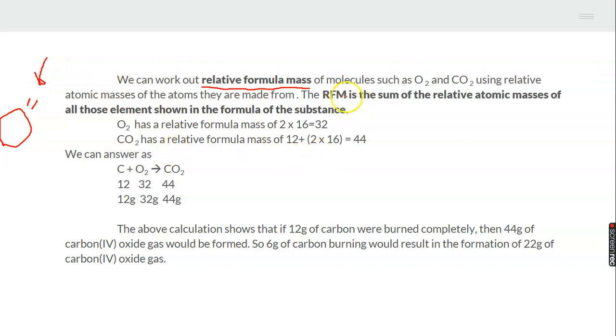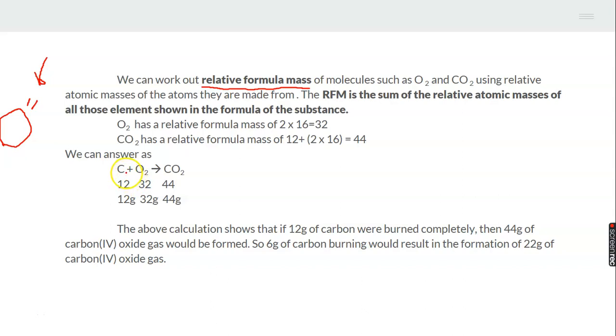So the relative formula mass is the sum of relative atomic masses of all elements shown in the formula. For the formula of O2, you have the relative atomic mass of oxygen to be 16, so you have to multiply it with the subscript. So that means 2 times 16, giving you 32. Same thing with CO2, we have carbon to be 12 plus the 2 here. That means we have 2 atoms of oxygen, 2 times 16 too. So you multiply this, that will be 32 plus 12 will give you 44.